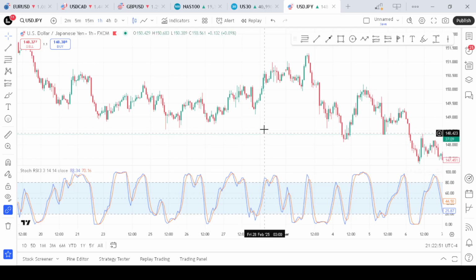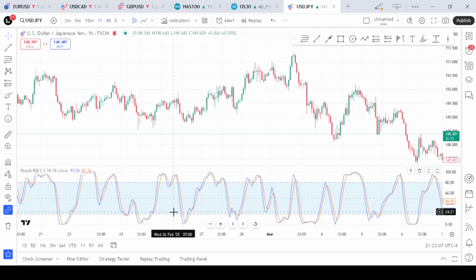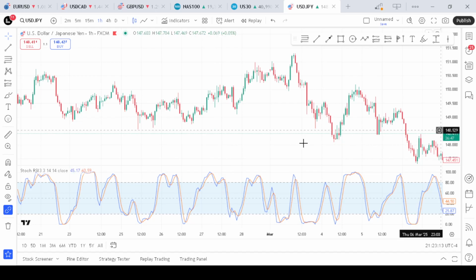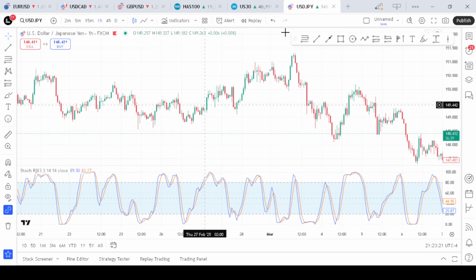We start by understanding what this Stochastic RSI indicator on TradingView is. This Stochastic RSI indicator is a powerful momentum oscillator that combines two popular technical indicators, which are the Relative Strength Index, known as the RSI, and the stochastic oscillator indicator. This is the combination of these two indicators.